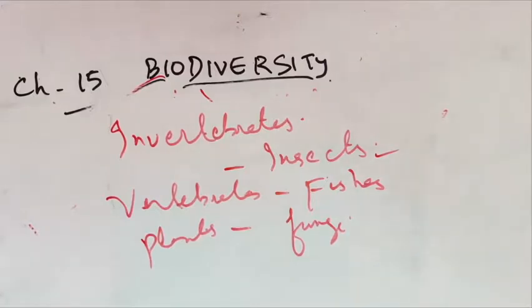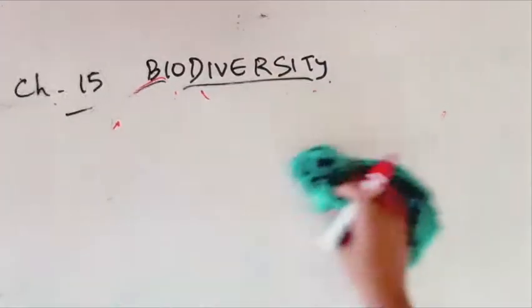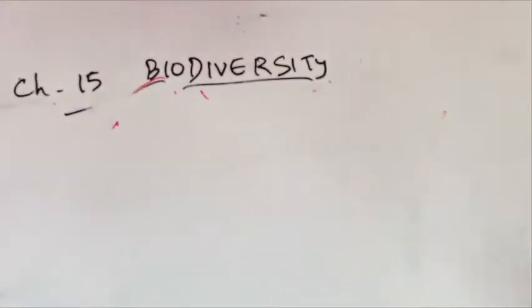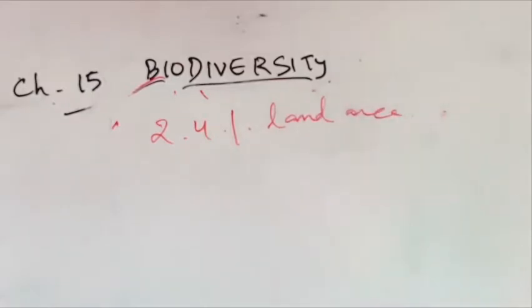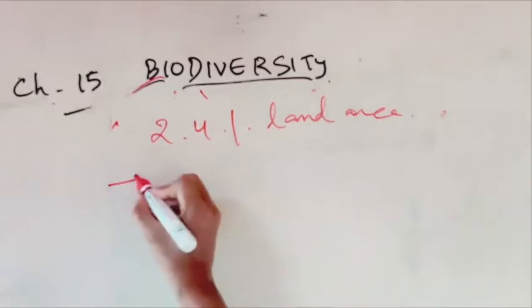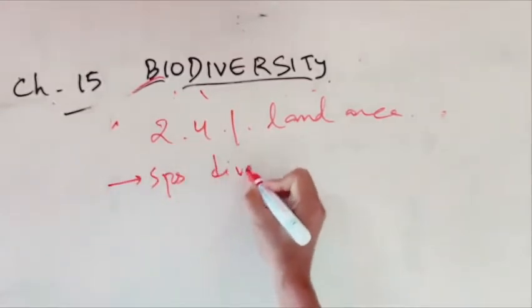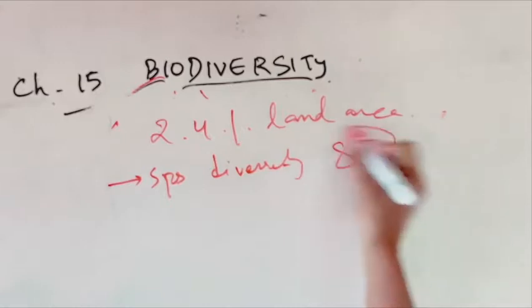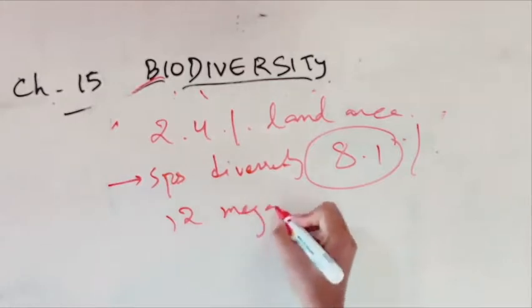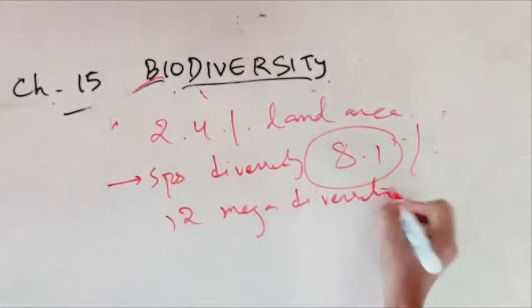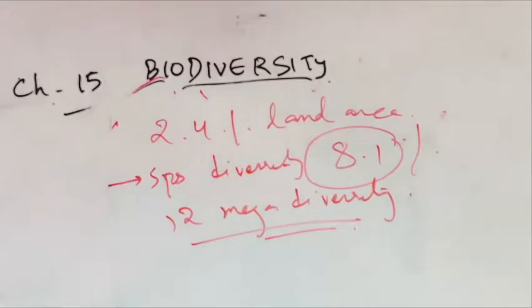India's land area is only 2.4%, but in species diversity globally we have around 8.1%. It's very impressive, right? That is why we are one of the mega diversity countries of the world. Even though our land area is very small, we are very rich in species diversity.